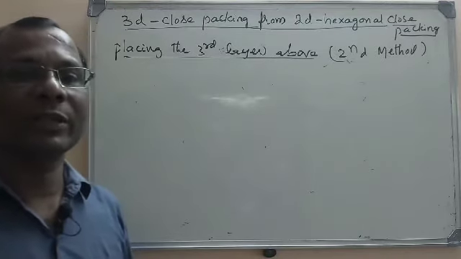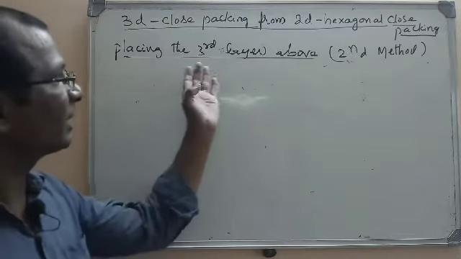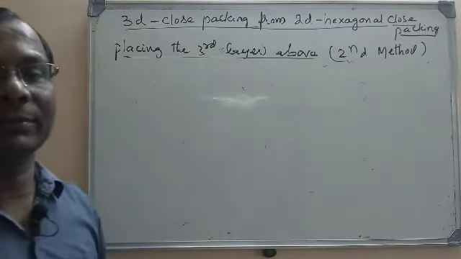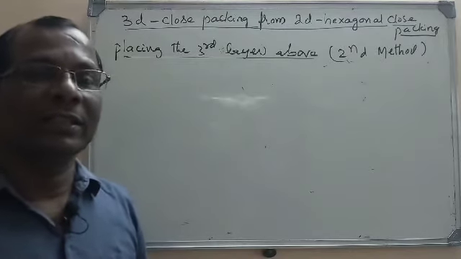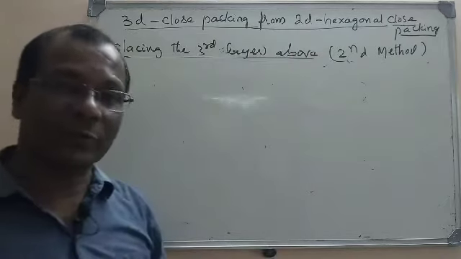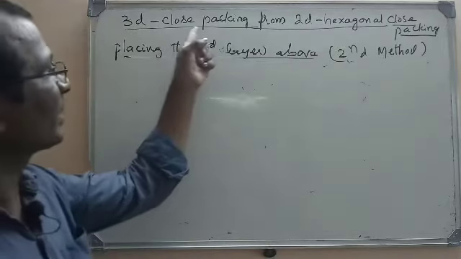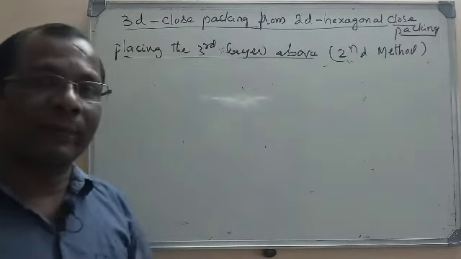In this class, we are going to discuss how the third layer is laid by the second method in a three-dimensional closed packing from two-dimensional hexagonal closed packing. What we are discussing is three-dimensional closed packing from a two-dimensional hexagonal closed packing.